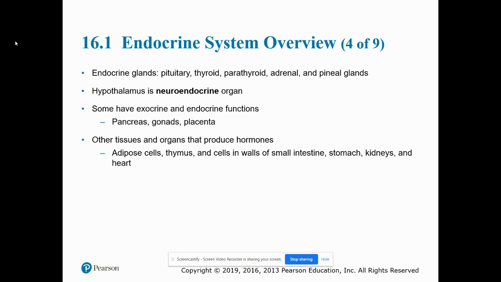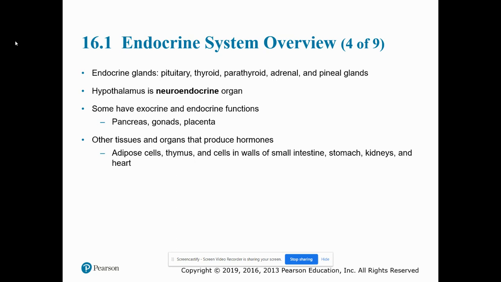More of an endocrine system overview. Well, this whole thing is an endocrine system overview, but the endocrine glands include pituitary, thyroid, parathyroid, adrenal, and pineal glands. The hypothalamus is a neuroendocrine organ, so it has both nervous system type function as well as an endocrine system function. Okay. Some organs have exocrine and endocrine functions, like the pancreas, gonads, placenta.